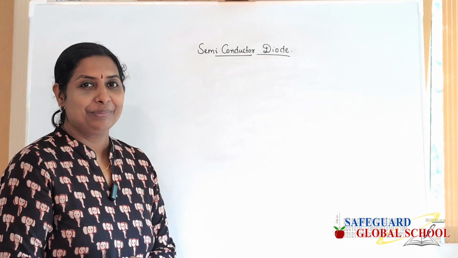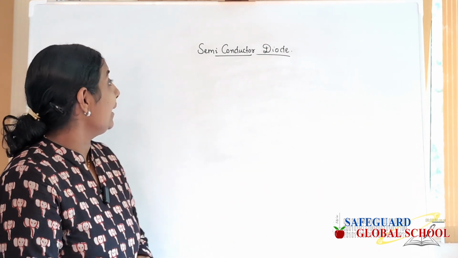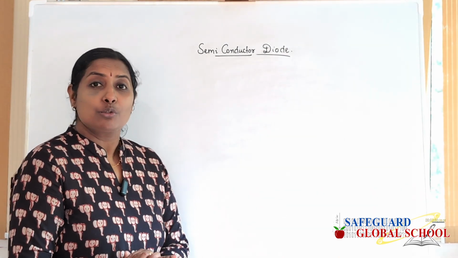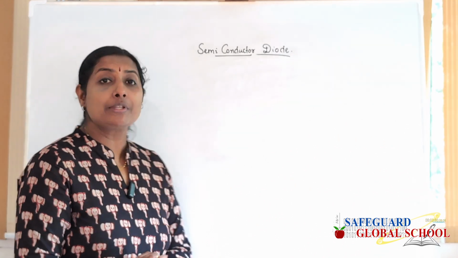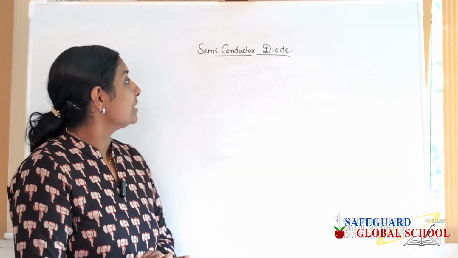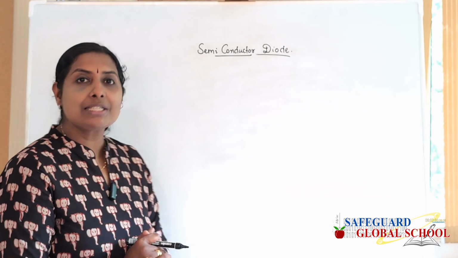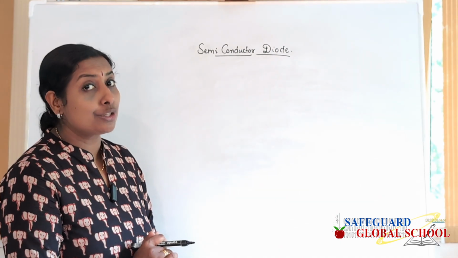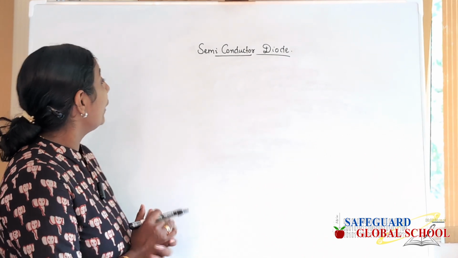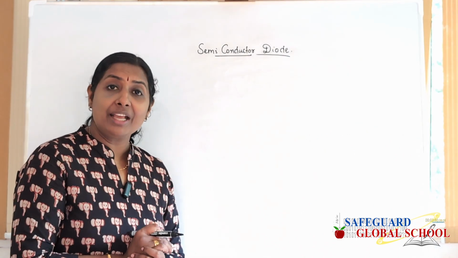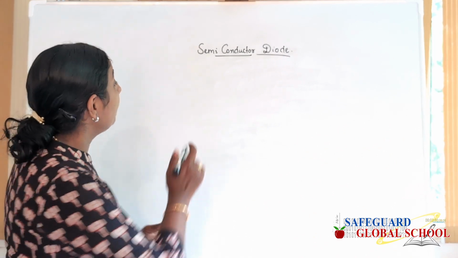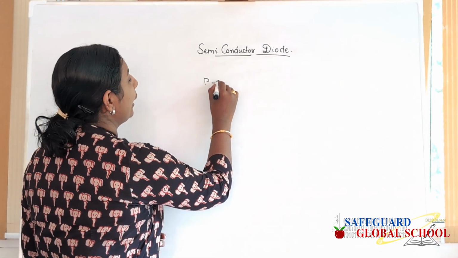Hello everyone. Today we will study about a semiconductor diode. There are many types of semiconductor diode, but in this session we are specifically studying a PN junction diode. So what do you mean by a diode? A diode is a two-terminal device.